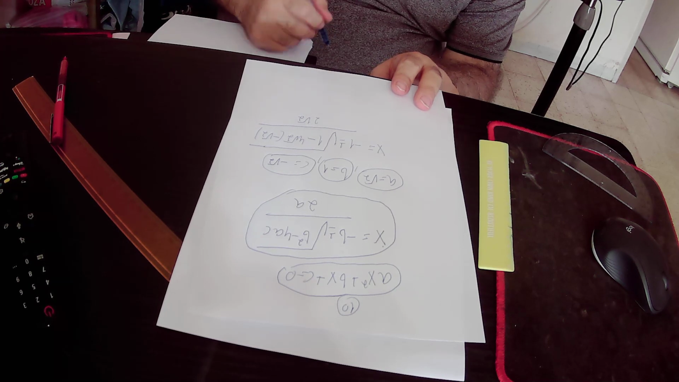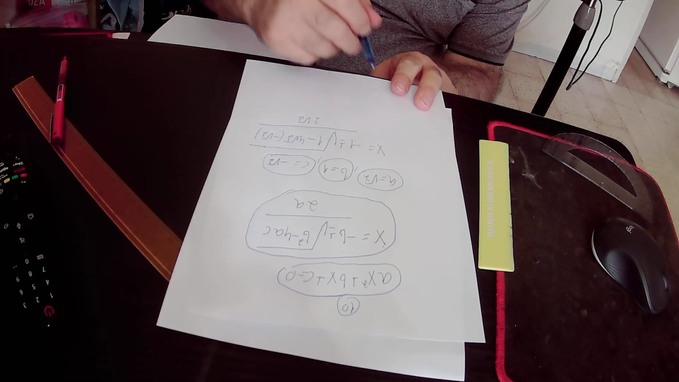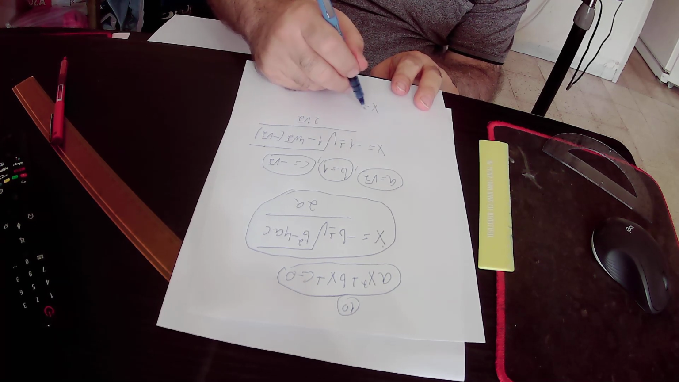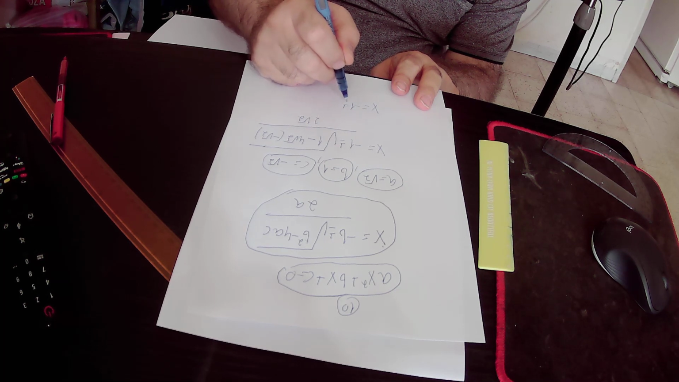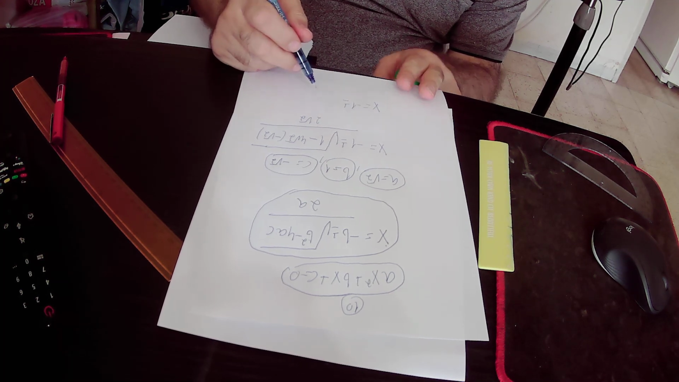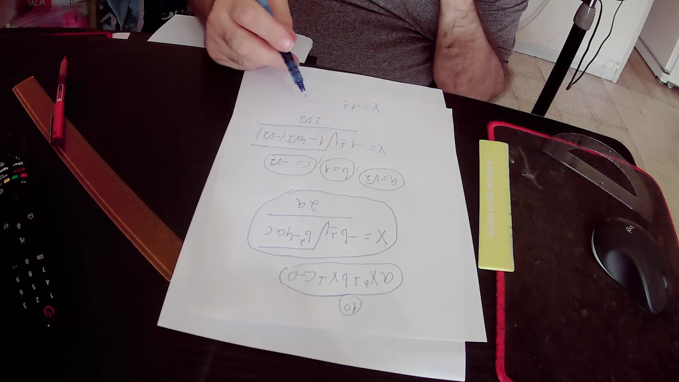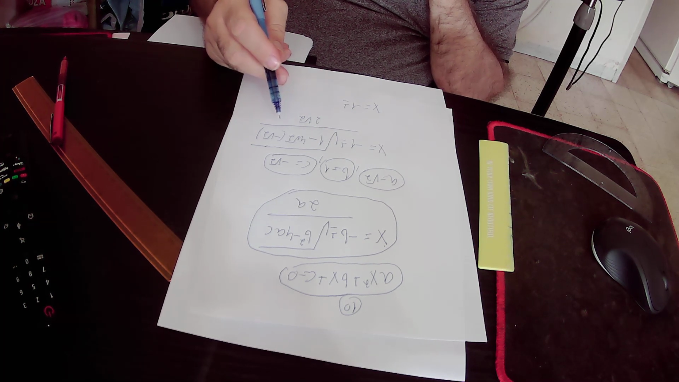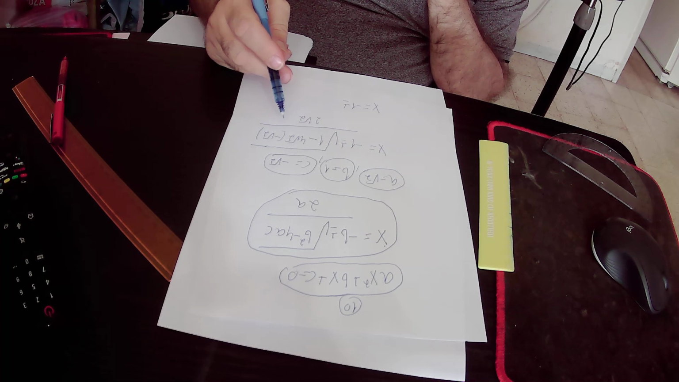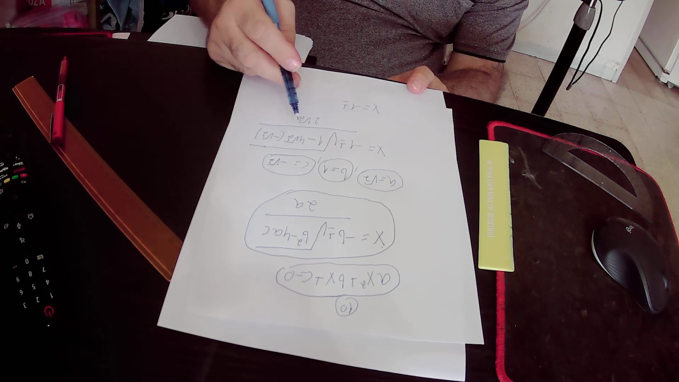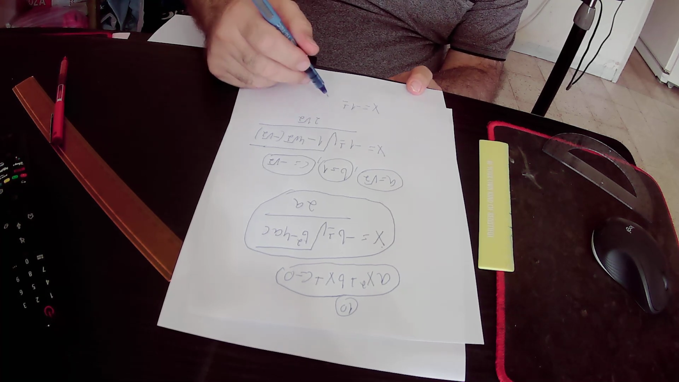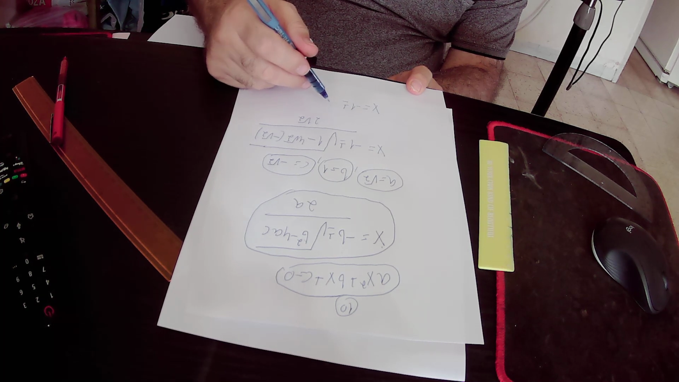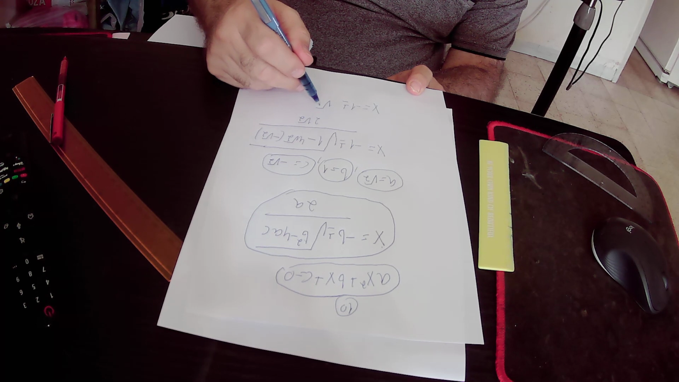Okay, so here we got that x equals minus 1 plus minus root of 1 plus 4 times root 2 times root 2. Root 2 times root 2 is 2, and 2 times 4 is 8, and minus times minus is plus, so it is root of 1 plus 8, which is 9.